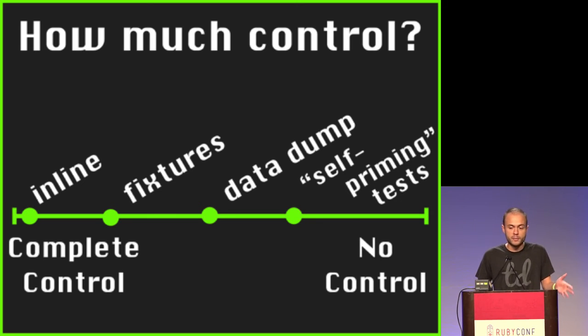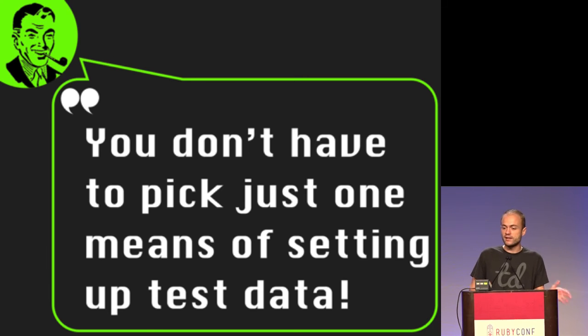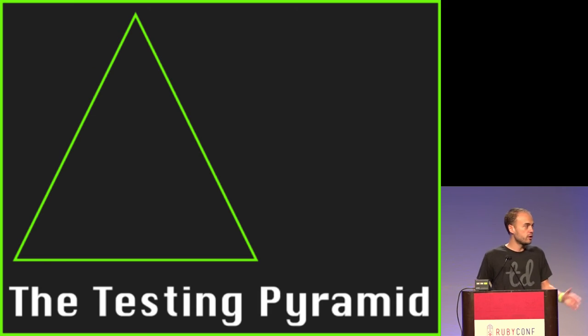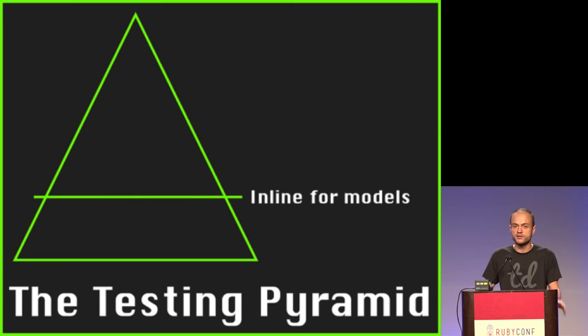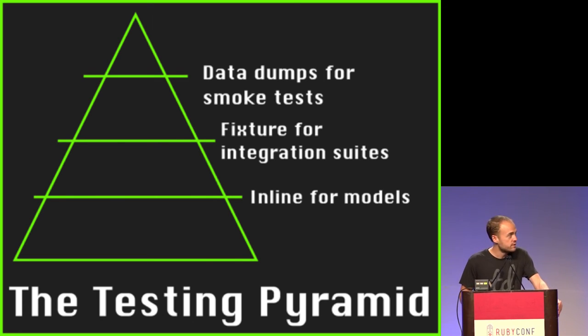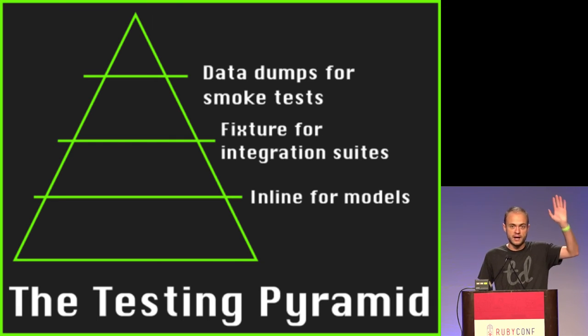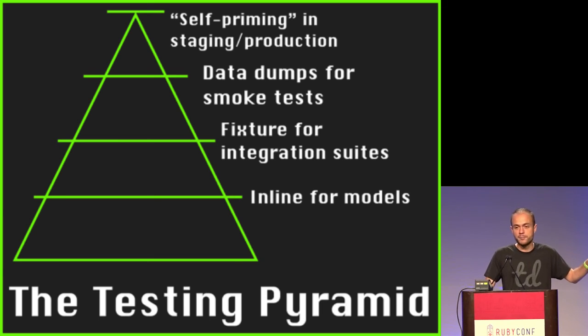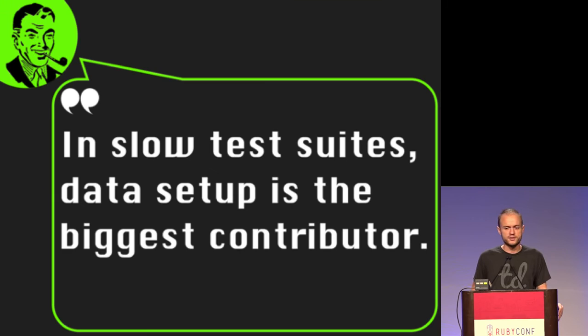So none of these are good or bad per se, but it's important to note that you don't have to pick just one means of setting up data in your application, and you're allowed to change it midstream. So if we look at the testing pyramid, maybe inline we agree is a good way to test models because it's very explicit and we have a lot of control. Maybe fixtures are good for integration tests because we don't want to creatively keep creating users when we could just have a default one. Data dumps, I think, make a lot of sense for smoke tests so that we don't see 4 minutes of execution inside of our factory.rb file on every single test run. And then you probably have no other option if you're going to write any tests against staging or production other than self-priming, because you probably don't want direct database access.